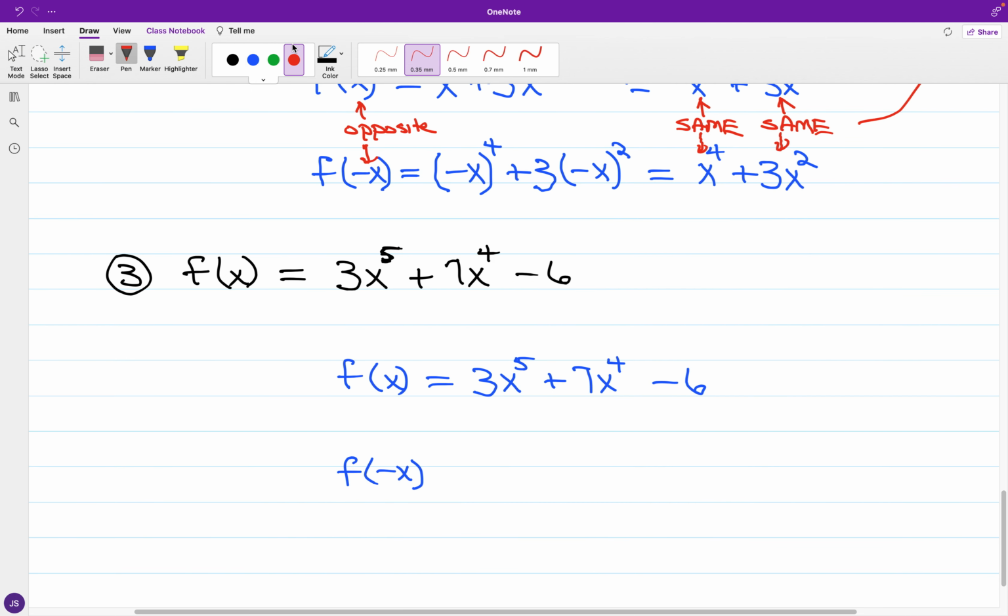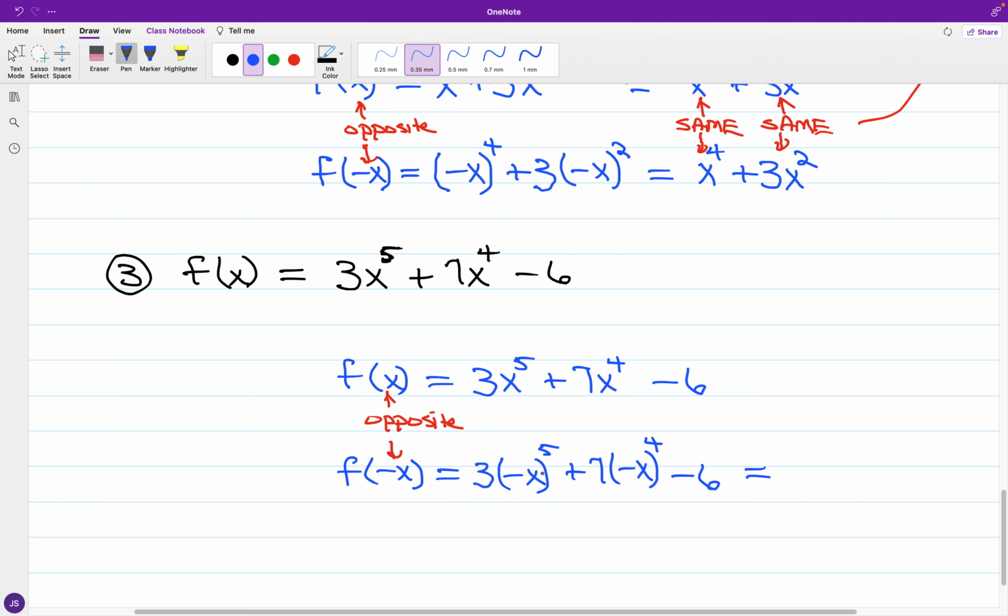Again, we are working with opposite sign inputs. We already have f of x provided, and we look at how the output is going to appear for f of negative x. So we have 3 times the fifth power of negative x, plus 7 times the fourth power of negative x, and again followed by the subtraction of 6.